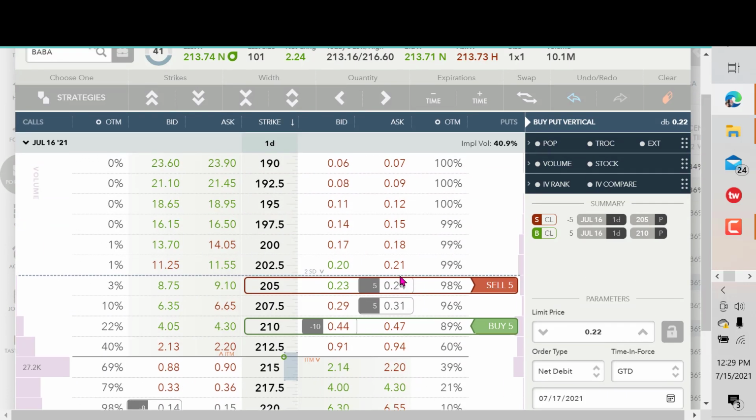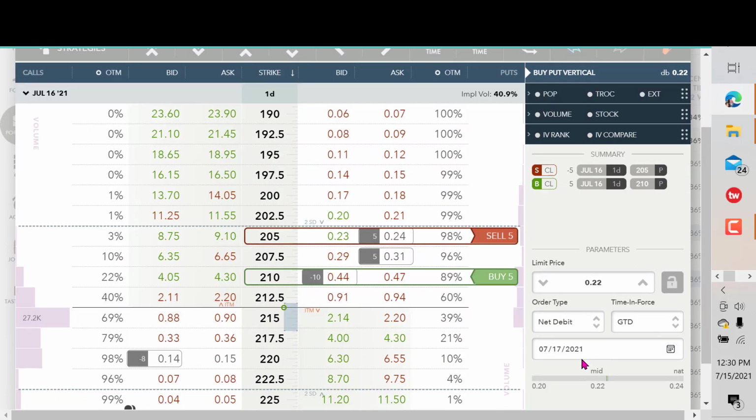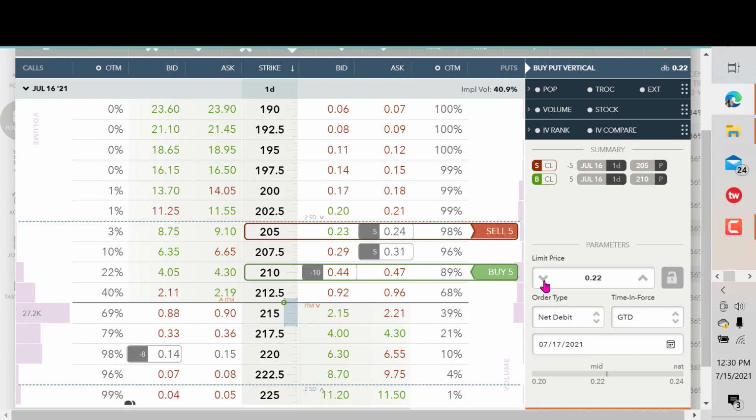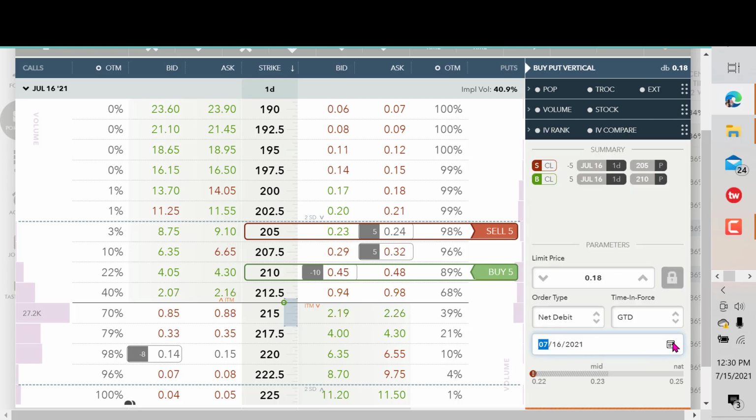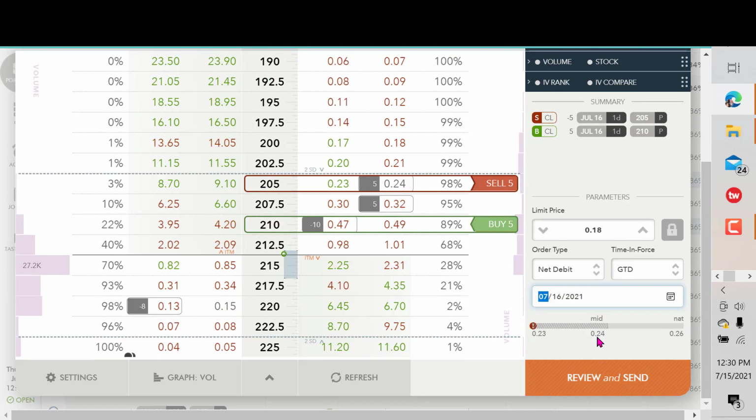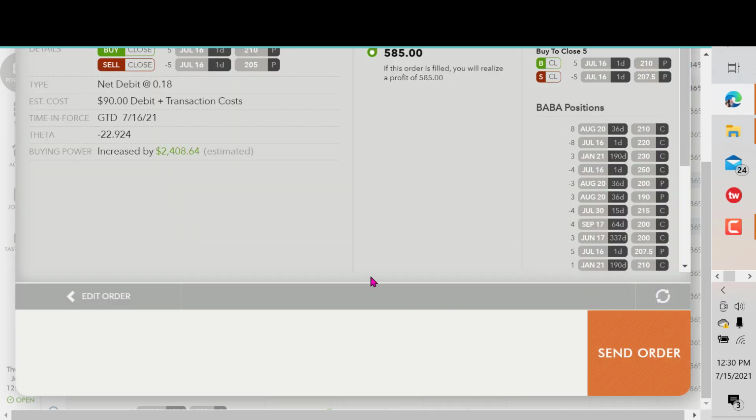And they're saying a 410, 210, the midpoint is going to be about 22. So we'll put about, let's put about an 18 in there. And we'll make it for tomorrow. This order's time in force is good till 7/16. I'm willing to pay a debit, which is paying them back some money out of what they've already given me. And I'm going to leave it at 18 cents.